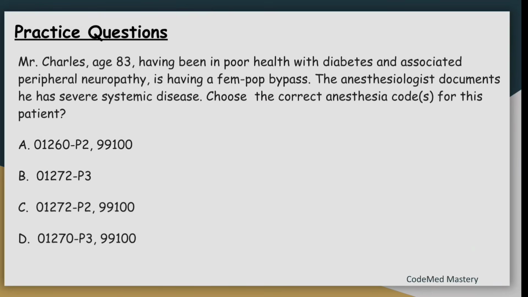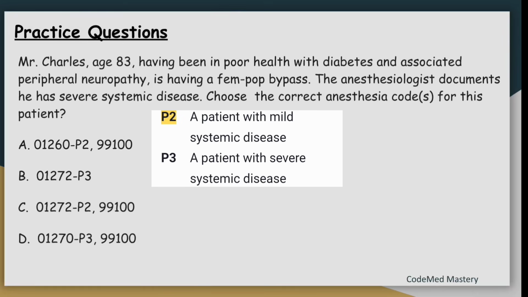Mr. Charles, age 83, having been in poor health with diabetes and associated peripheral neuropathy, is having a FEM-POP bypass. The anesthesiologist documents he has severe systemic disease. Choose the correct anesthesia code. You can see several codes in the options, and they have also mentioned physical status modifier P2 and P3. So to reach the right answer, first check the physical status modifier. P2 is for patient with mild systemic disease and P3 is for patient with severe systemic disease.